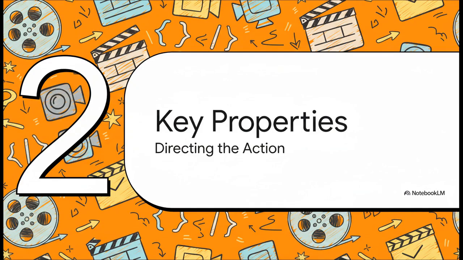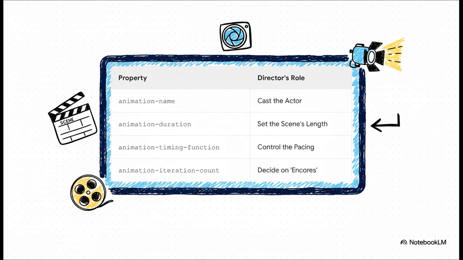Okay, so we've written our script with @keyframes. Fantastic. Now it's time to step into the director's chair and tell our element how to perform it. And we do this using a set of really powerful CSS properties that act like our directorial commands. Think of this as your director's toolkit. First up, animation-name. This is how you cast your actor. It's what links your @keyframes script to the element you want to animate.